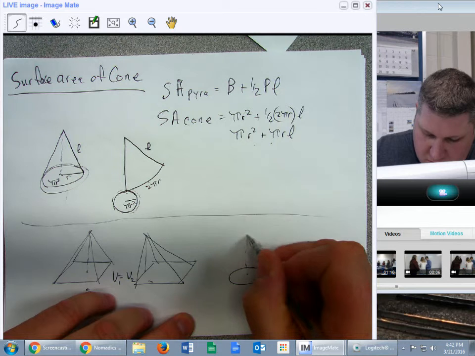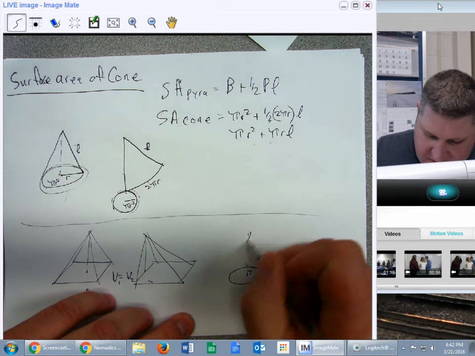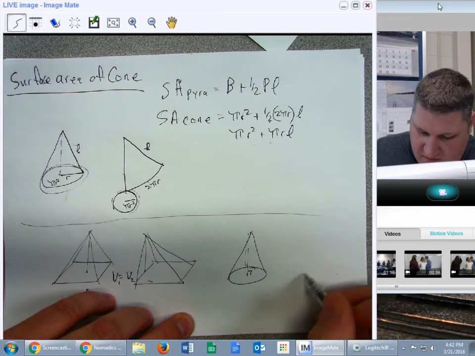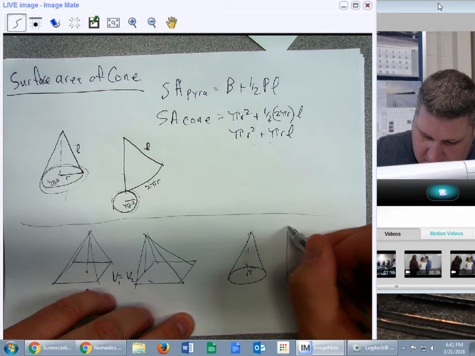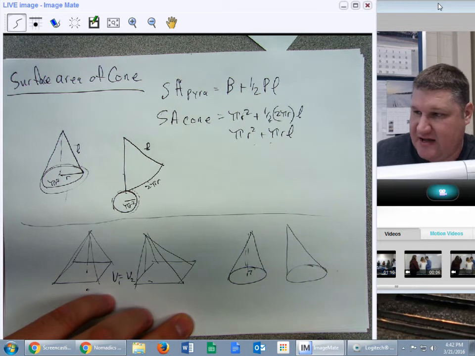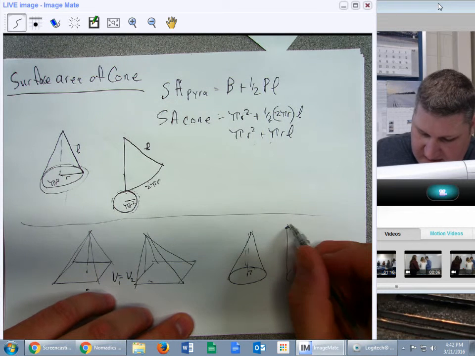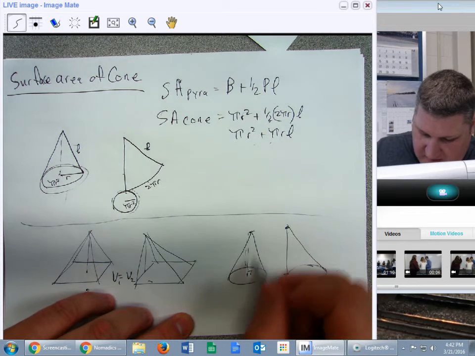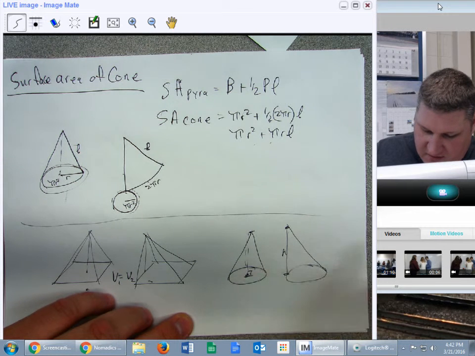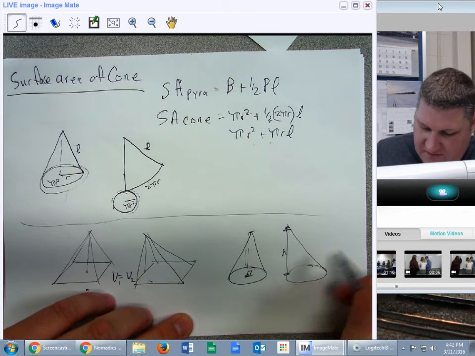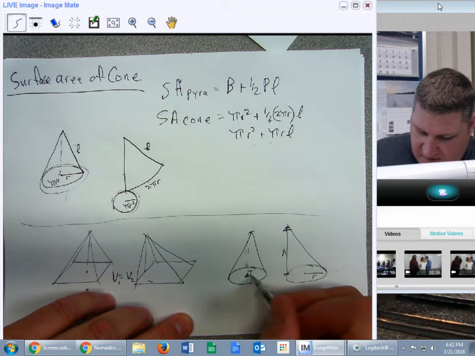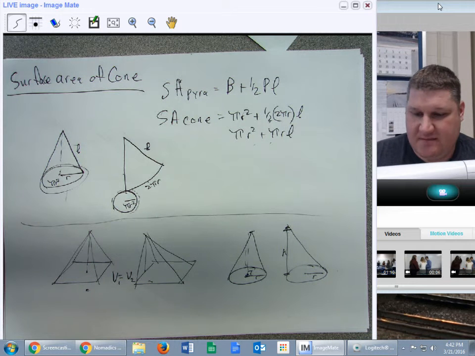Likewise, in a cone, if I have a nice right cone versus a cone like a spotlight, as long as the heights are the same, so I drew that one a little too tall, but if the heights are the same and the radii are the same, the volumes are going to be the same.